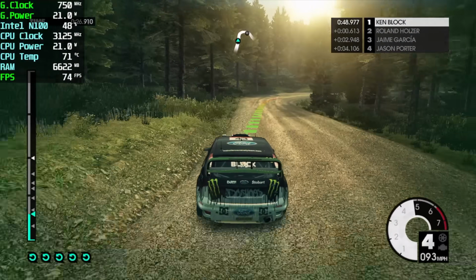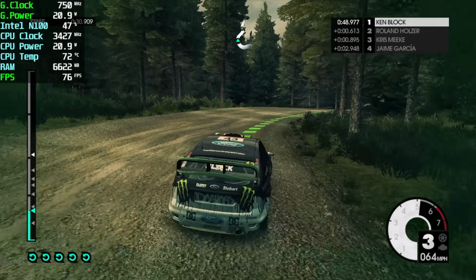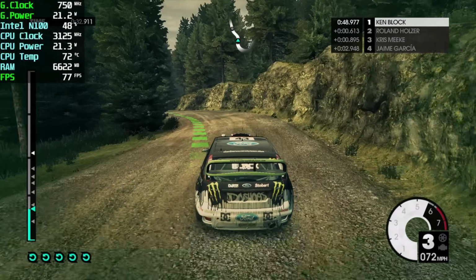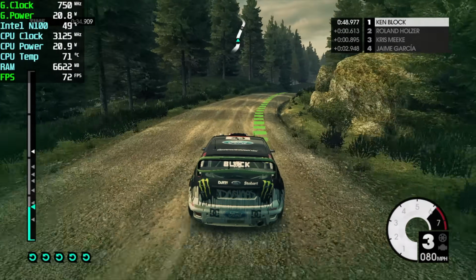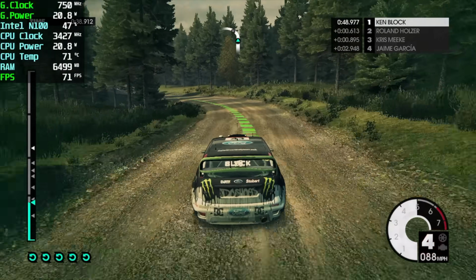Dirt 3, 1080p, medium settings, not bad. This is definitely an older one, like most of the stuff I tested, and I tested older stuff because we kind of know how this thing's going to perform. We're getting an average of around 72 FPS with this game here.